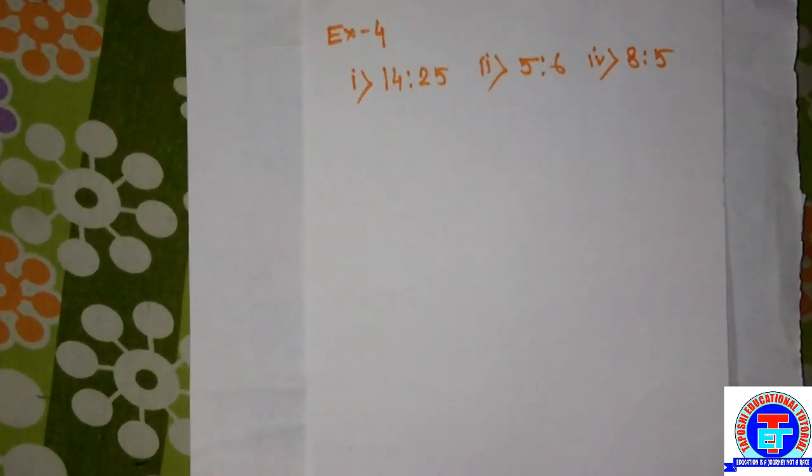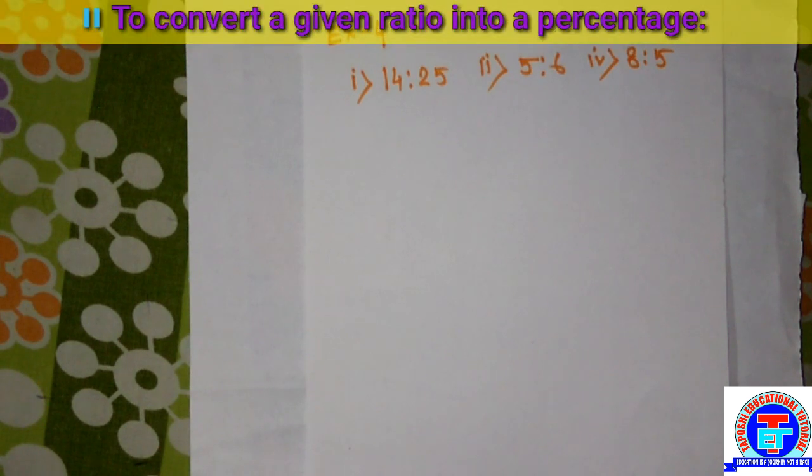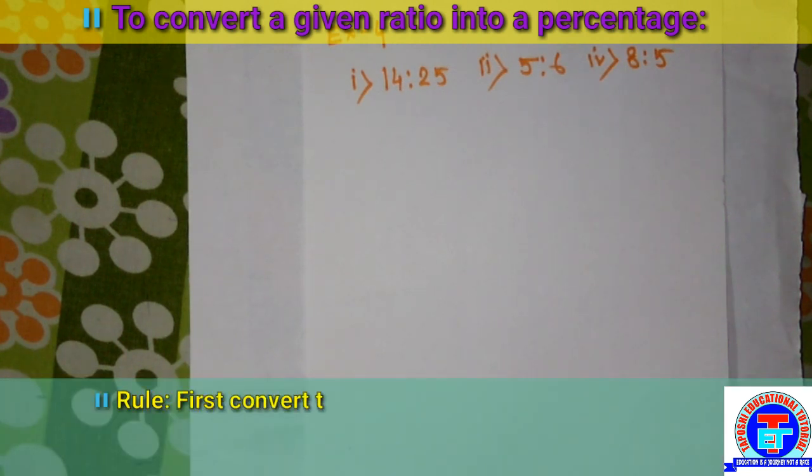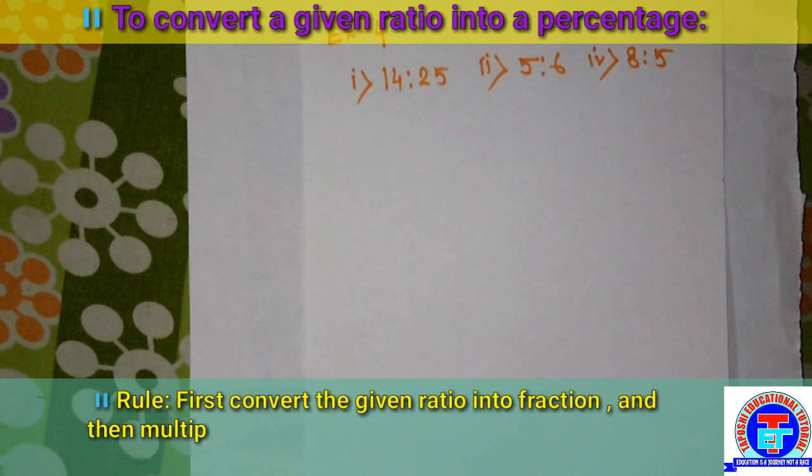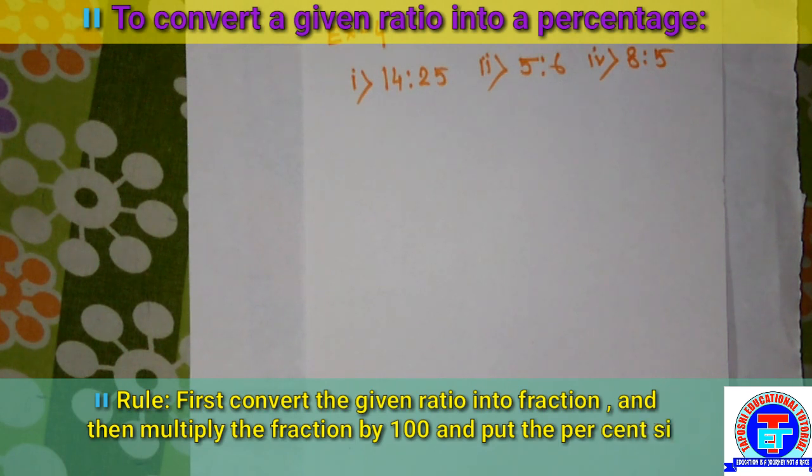Now here I explain how to convert a given ratio into a percentage. The rule is given here: first convert the given ratio into a fraction, then multiply the fraction by 100 and put the percentage sign, right? Now example number 4: convert each of the following ratios into a percentage, right?